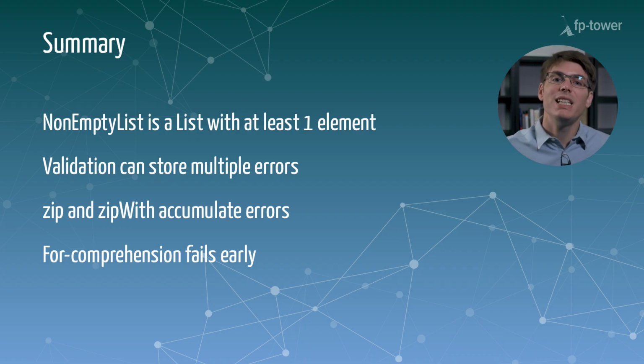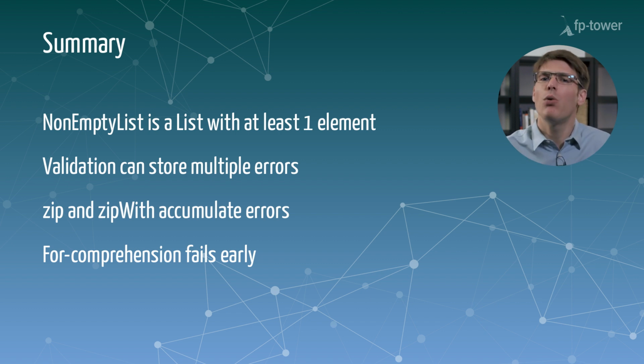In summary, today we discovered 2 new types that are not part of the standard library: validation and non-empty list. Non-empty list is like list, except that it must contain at least one element. We'll see in the next couple of videos that non-empty list is very useful in domain modeling. And validation is like either, except that it can store multiple errors and accumulate these errors when we combine validations using zip and zipWith. We just need to remember that for comprehensions always stop at the first failure. This is true for all data types, including option, either, IO, and even validation.